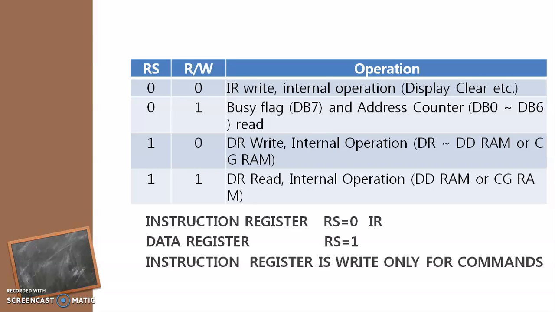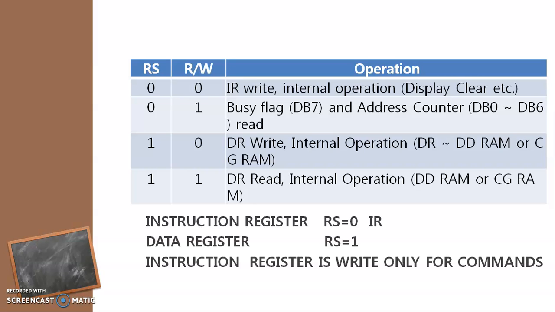Here it checks whether the DB7 bit is 1. If the bit is 1, it is sensed as a busy signal. If DB7 is 1, it means a busy signal, and the address counter will take up DB0 to DB6 as read.